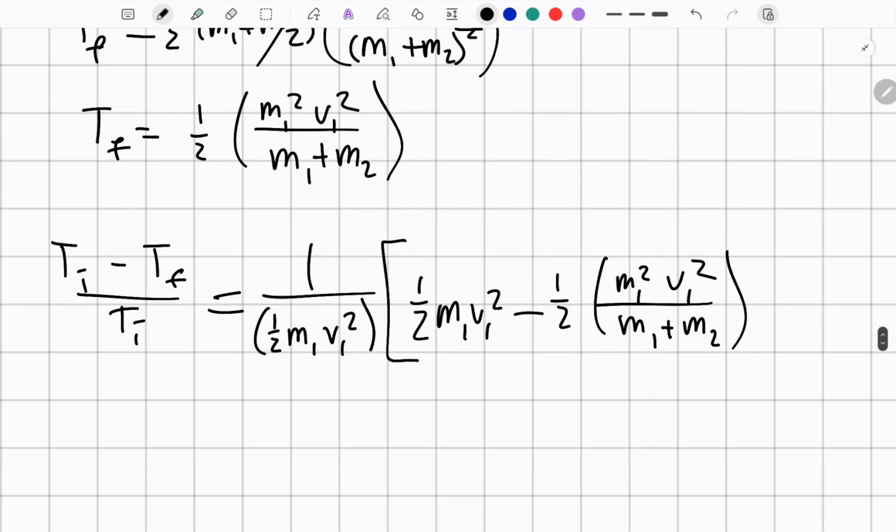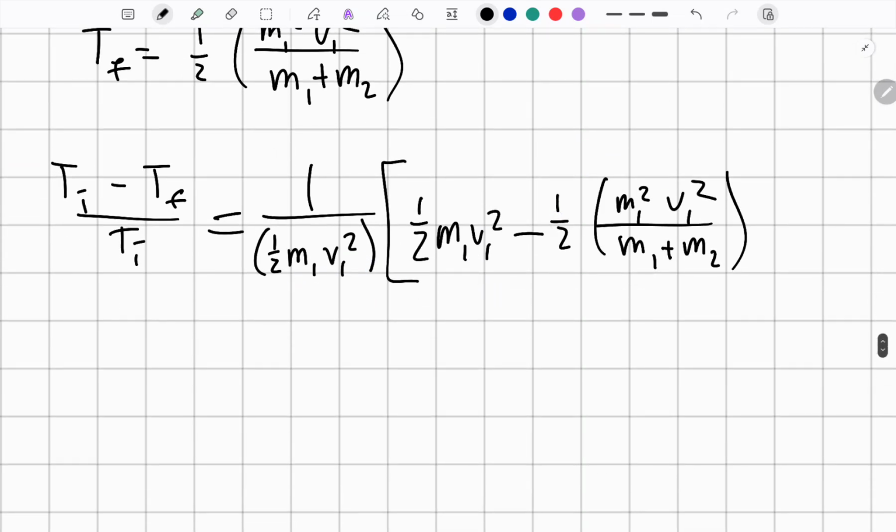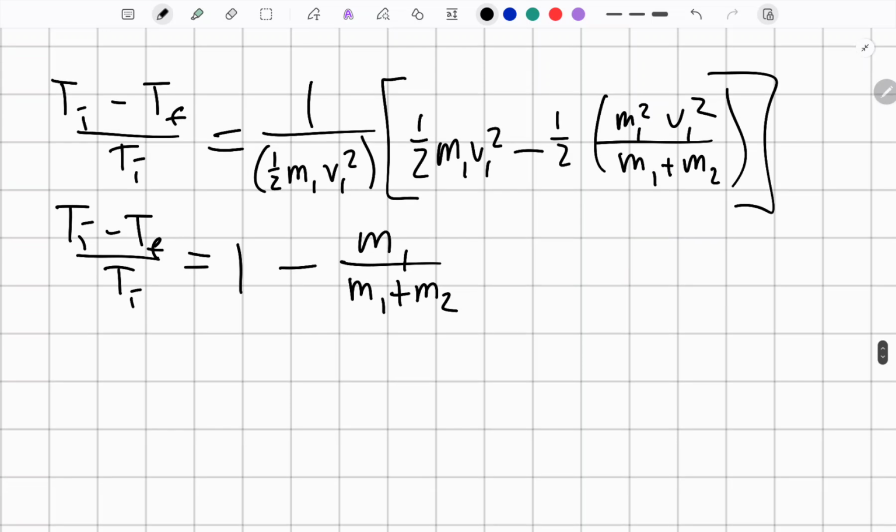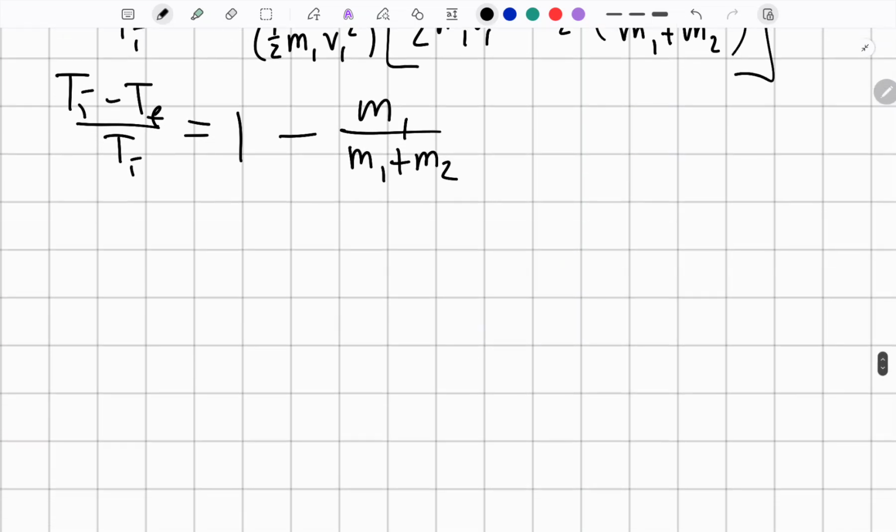When this divides out, we're just going to get 1 multiplying out into our brackets. That's going to turn into 1. We're going to subtract that. The 1/2 is going to go away, divide out. M1 is going to take one off the square, v1 squared goes away. And 1 minus m1 over (m1 + m2) equals our (Ti minus Tf) over Ti. So that's the fractional change in kinetic energy, how much is lost.